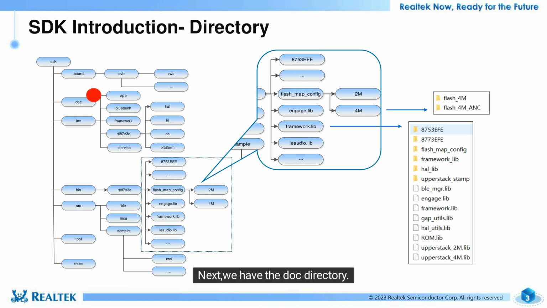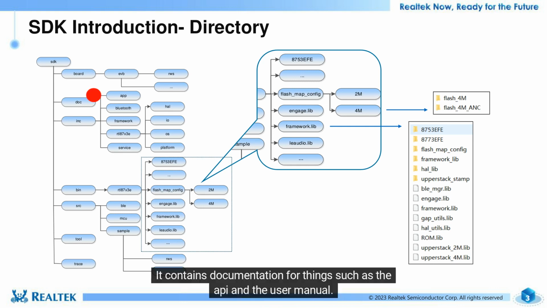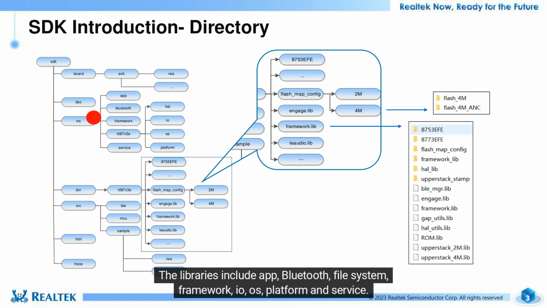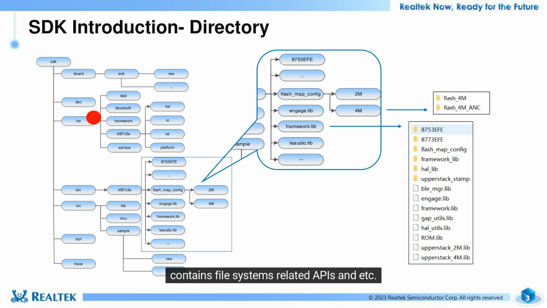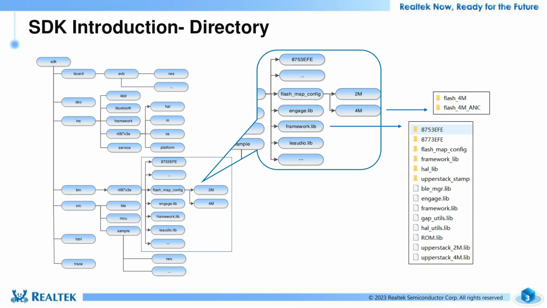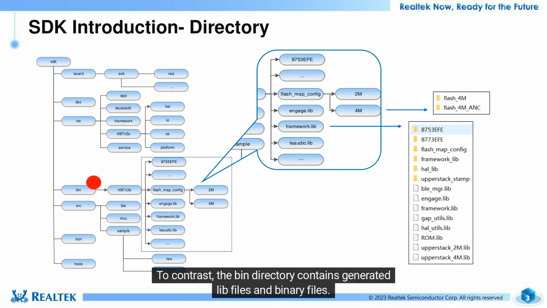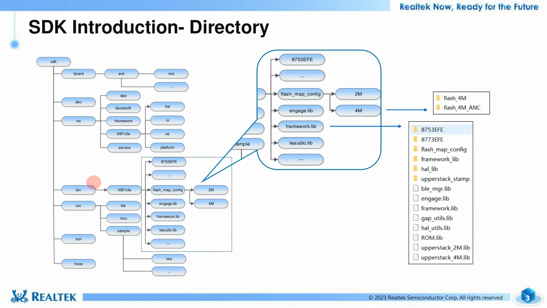Next, we have the doc directory. It contains documentation for things such as the API and the user manual. Following that is the include directory, which contains our libraries. The libraries include app, Bluetooth, file system, framework, IO, OS, platform, and service. App includes ROM application layer related APIs, Bluetooth contains Bluetooth related APIs, file system contains file system related APIs, etc. In contrast, the bin directory contains generated lib files and binary files.